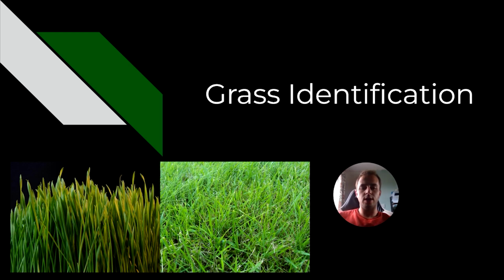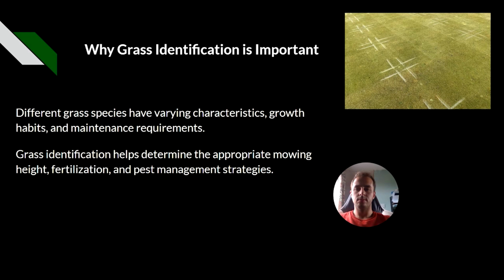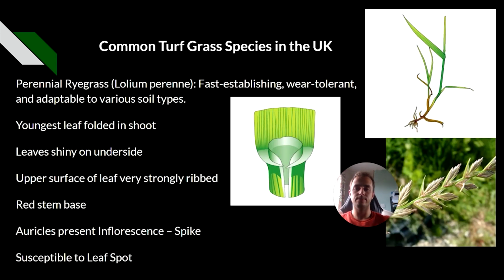In this presentation, we're going to cover grass identification, the reason why we might need to identify different grasses and how we can do that. Why grass identification is important: different grass species have varying characteristics, growth habits, and maintenance requirements. Grass identification helps us determine the appropriate mowing height, fertilization, and pest management strategies, just as an example. There's so much more to it. If we know exactly what that grass is, we can look after it so it can achieve its best potential.